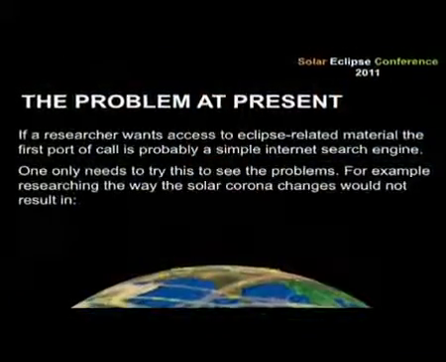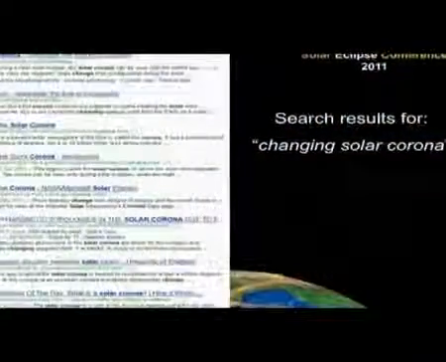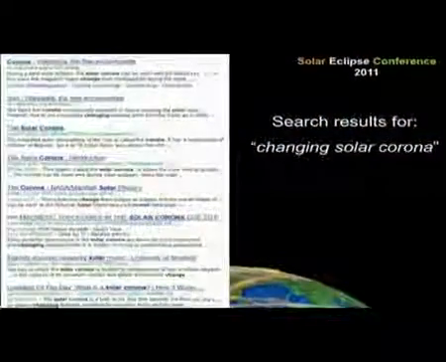So that's the problem at the moment. If a researcher wants access to eclipse-related material, the first port of call is probably a simple internet search engine. I've just discussed that. That's what you might do if you type in changing solar corona, and that's what might appear. But you'll also find that corona appears in various other things like advertisements and so on. So you really want to try and cut out all of that when you're trying to do your research. Well, this is the problem.